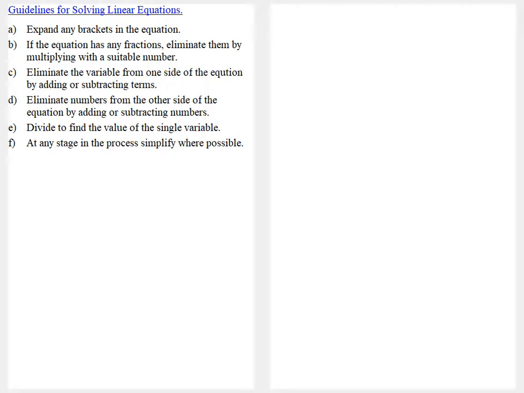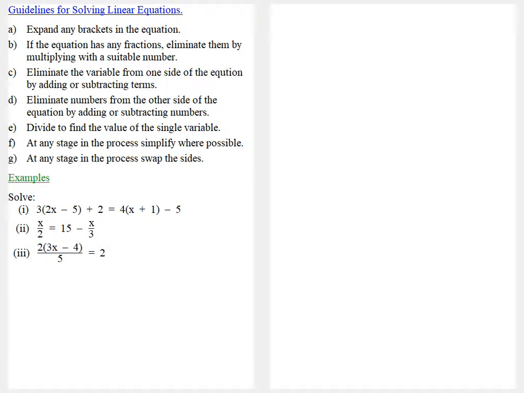Now, at any stage in the process, simplify where possible, and if at any time you want to, you can swap the two sides over. So let's have a look at some examples. Suppose we want to solve the equation 3 into 2x minus 5 plus 2 equals 4 into x plus 1 minus 5. To do this, first write down the equation 3 into 2x minus 5 plus 2 equals 4 into x plus 1 minus 5, and expand the brackets.